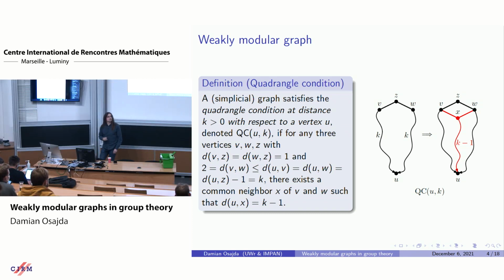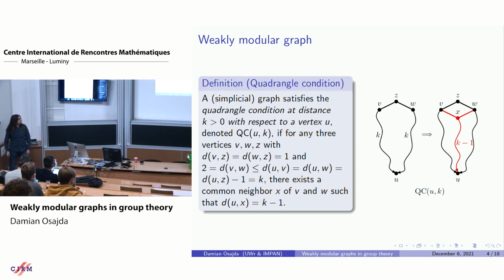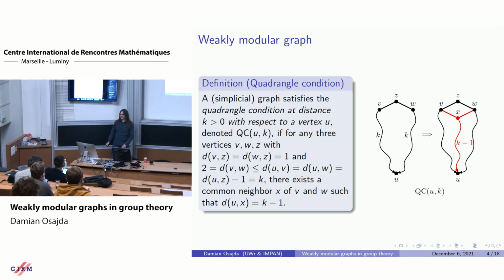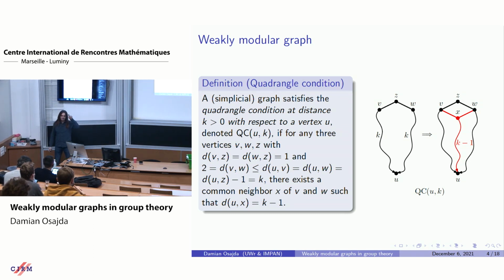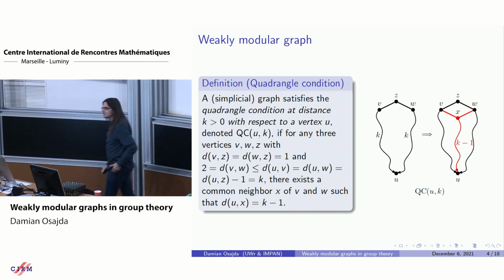Probably I should also explain some words here. For me, graph means simplicial graph. We are kind of geometers, so we really work with simplicial things. Simplicial means undirected graphs without loops, I mean edges that are loops, and without double or multiple edges. So that's the quadrangle condition. And again, there can be many such vertices, but there exists one.